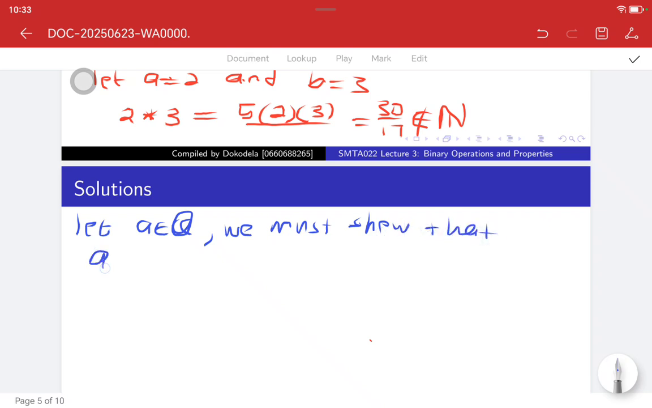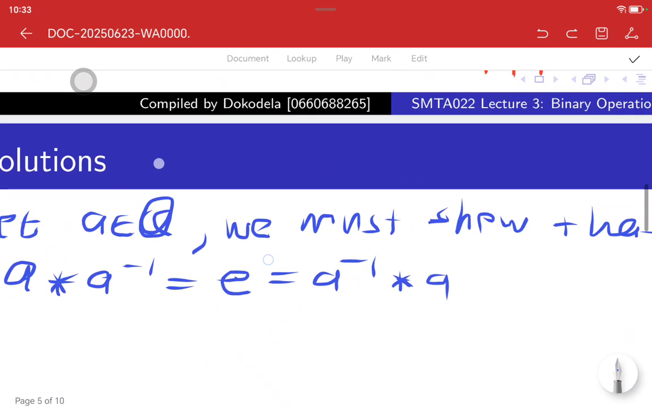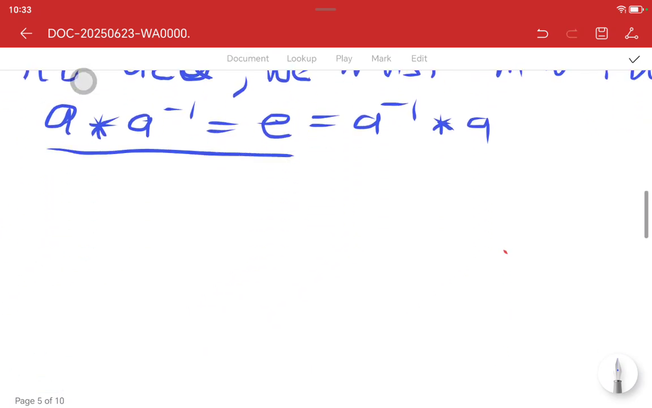that A star A inverse is equal to A inverse star A. You can put it here or you put it in the middle, it's also fine. So this is what we must show for us to get the inverse. We're going to check both of them and see what we get, so we first check this one.